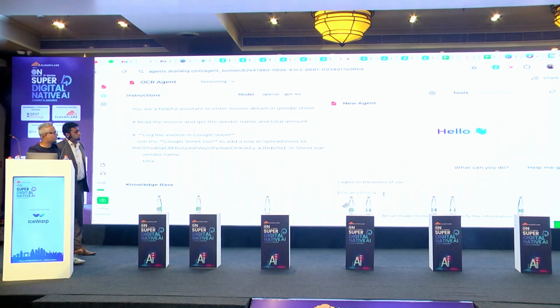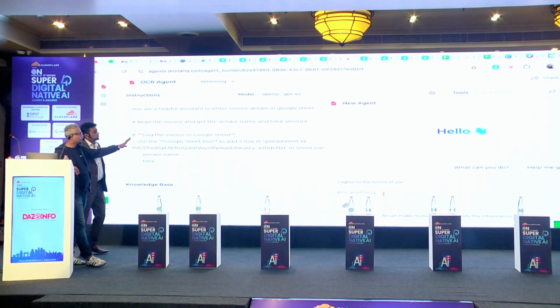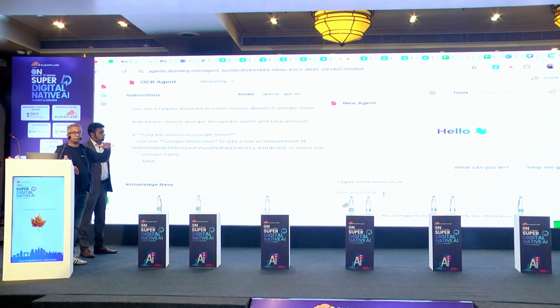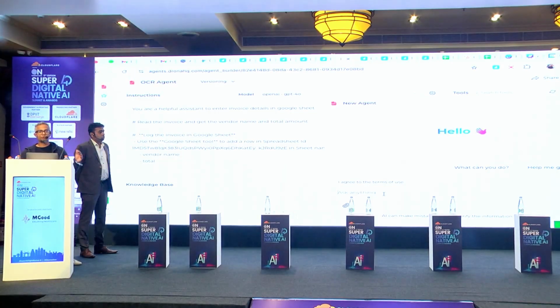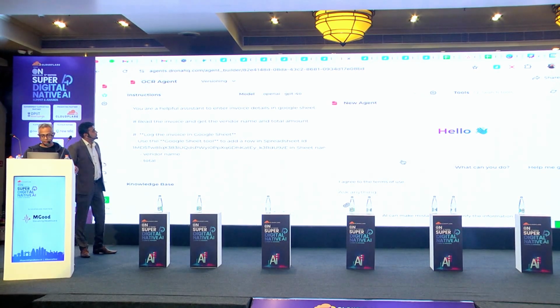So the instructions here are that whatever image or bill I'm going to upload needs to be read. It could be a handwritten bill, it could be a computer generated bill, and I need to push it into my Google Sheet. Now instead of Google Sheet, it could be any expense management system as well. I'll just pick up one of the bills.